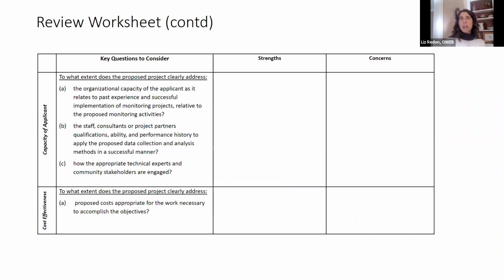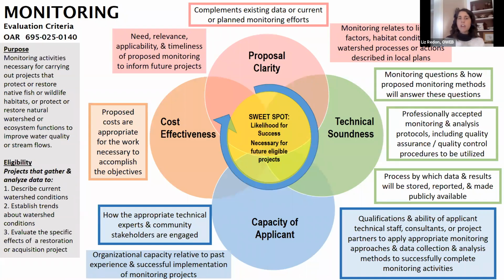And the conversation we're driving toward is: do you see enough evidence or indicators that the project is likely to succeed, which is that sweet spot in the middle, based on the evaluation criteria that we have in administrative rule? If you do see that likelihood of success, then we ask the review team, would you recommend that project for funding? And so that is a recommendation. It's not a funding decision at that point. The review teams provide a recommendation to OWEB staff about the projects, and then the OWEB staff make a recommendation to the board. And the board is the one that actually makes the award decision on projects.